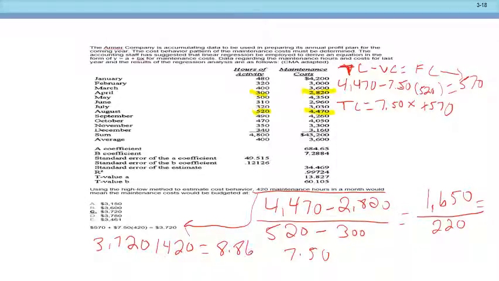8.86, you say? That's my predetermined manufacturing overhead rate?